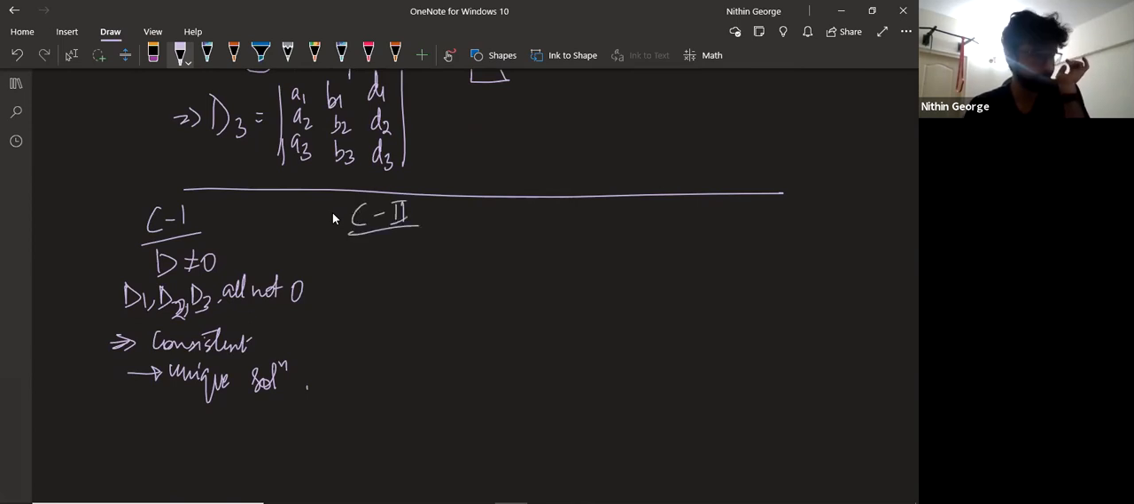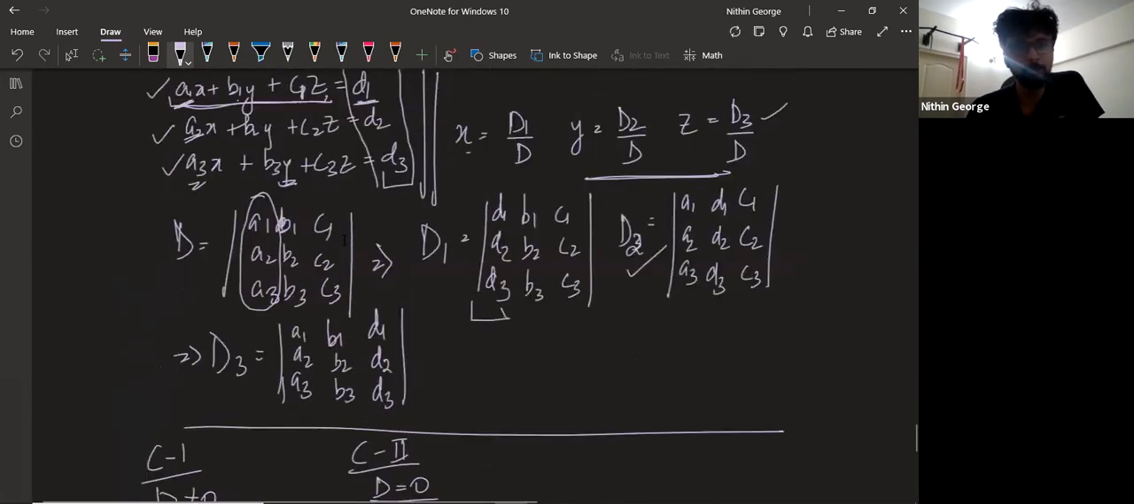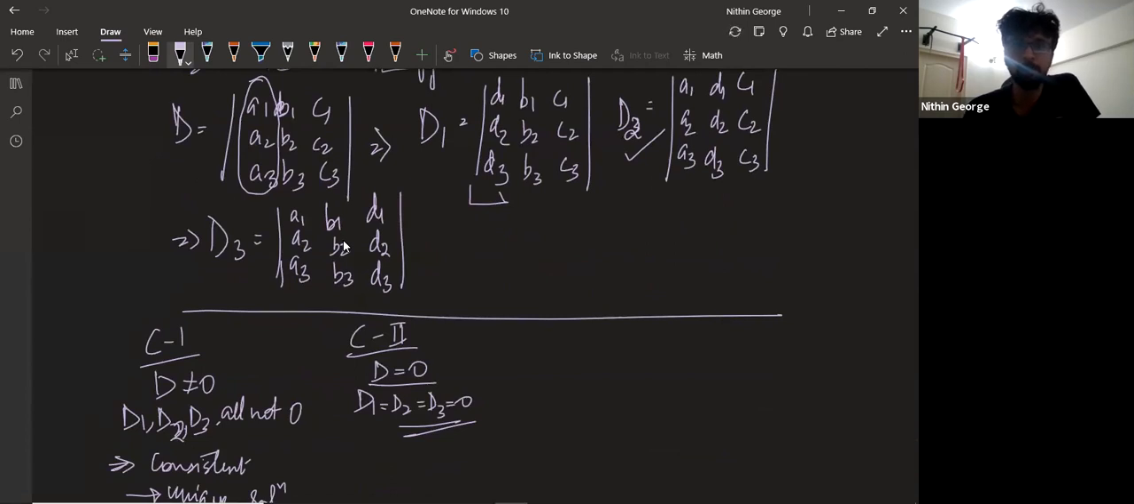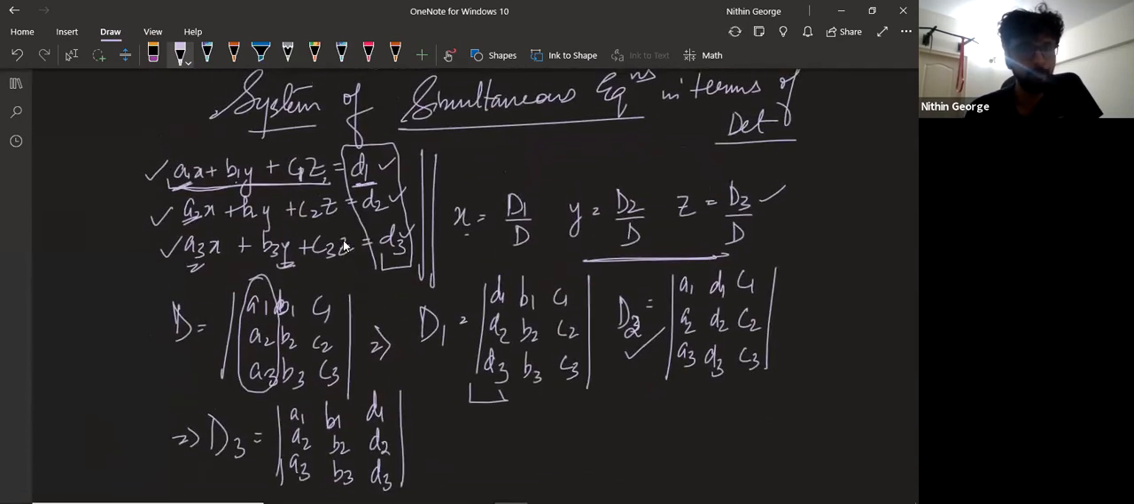Now, the second case is D equal to 0, and we have that D1, D2, D3 equal to 0. D1, D2, D3 equal to 0 means the small d1, small d2, small d3 should be equal to 0. If that is 0 only, this problem comes. All of d1, d2, and d3 will become 0. Now, if they were all 0, what does it mean? This was homogeneous. Every term will have degree 1.